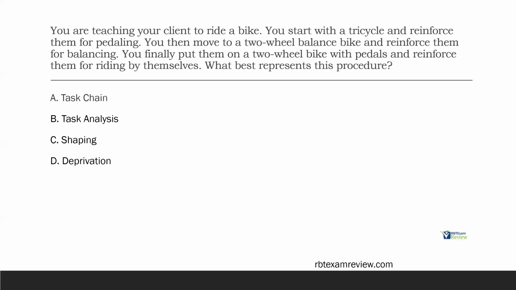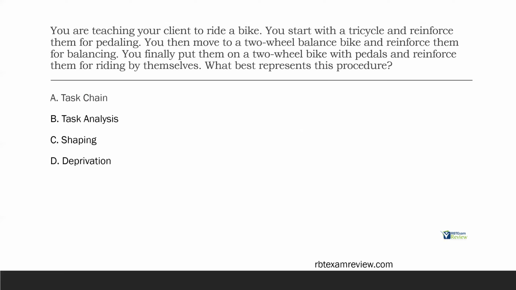You're teaching your client to ride a bike. You start with a tricycle and reinforce them for pedaling. You then move to a two-wheel balance bike and reinforce them for balancing. You finally put them on a two-wheel bike with pedals and reinforce them for riding by themselves. What best represents this procedure? Is this a task chain, a task analysis, shaping, or deprivation?